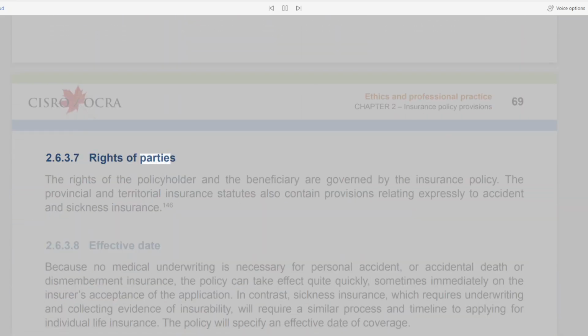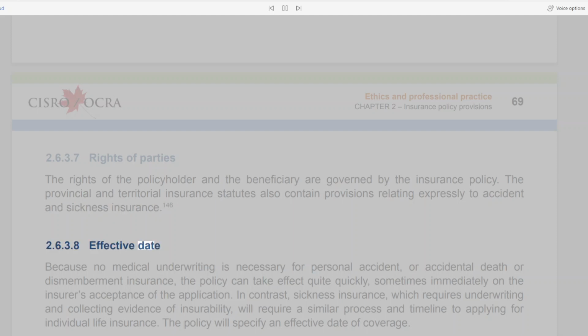2.6.3.7 Rights of parties. The rights of the policyholder and the beneficiary are governed by the insurance policy. The provincial and territorial insurance statutes also contain provisions relating expressly to accident and sickness insurance. 146.